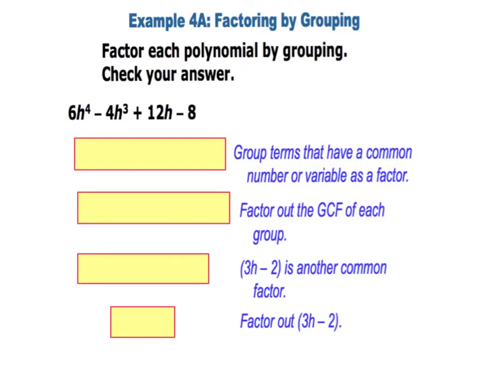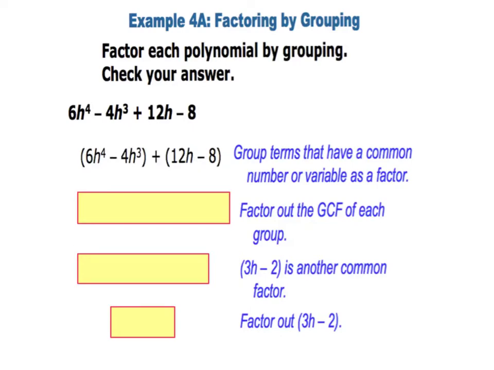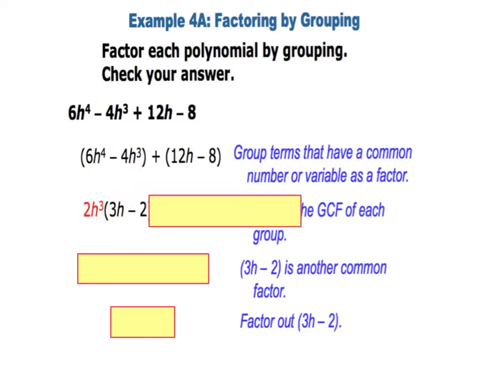Okay, the first thing that we're going to do is group the first two and the last two together. Now, this doesn't always work. Sometimes we have to rotate the terms around. But let's start with this one by grouping the first two and the last two. So it's going to look something like this. Now, take a look at this term and this term and ask yourself, is there something common that comes out of those two terms? For example, 6, 4, they're both even, so I can pull out a 2. I see an h to the 4th, h to the 3rd. Looks like they both have an h to the 3rd in common. So I'm going to pull out a 2h to the 3rd. Okay, so it's going to look like this.